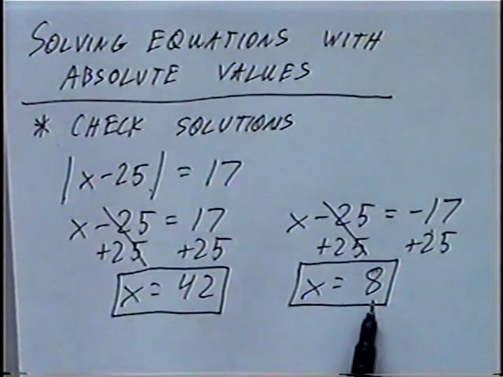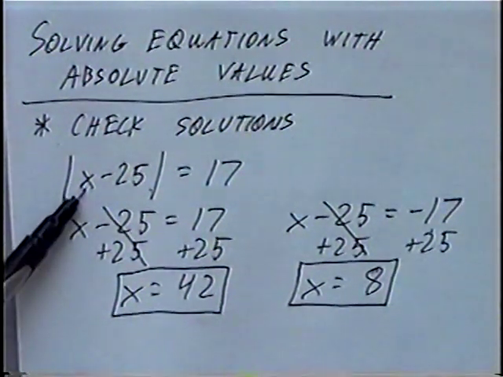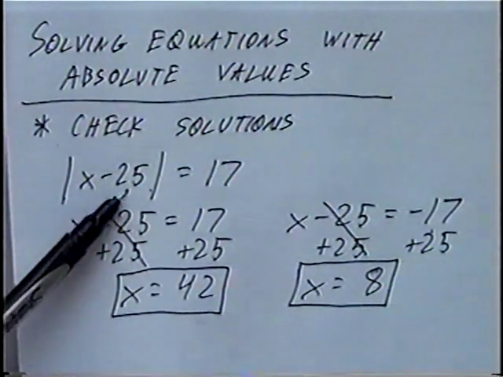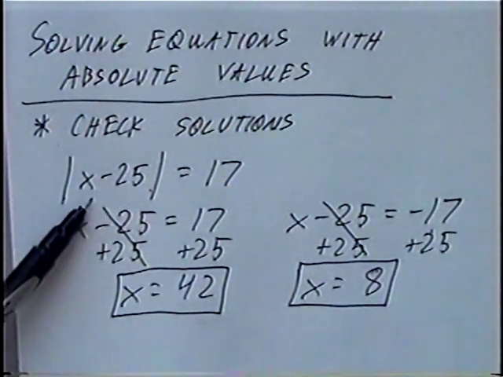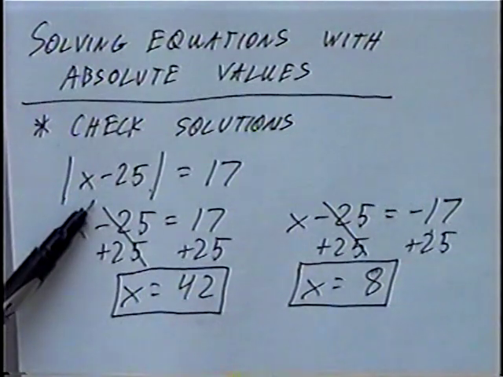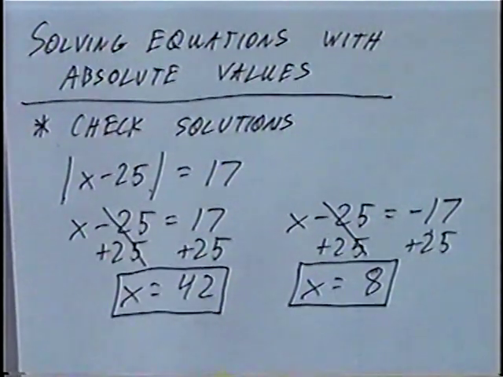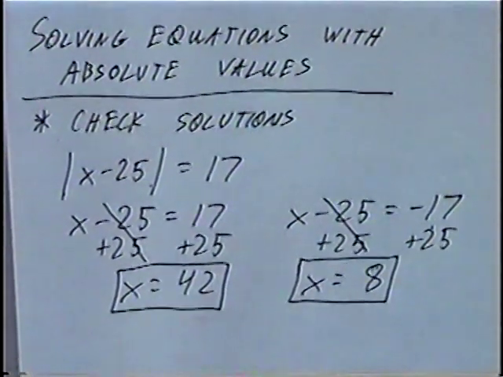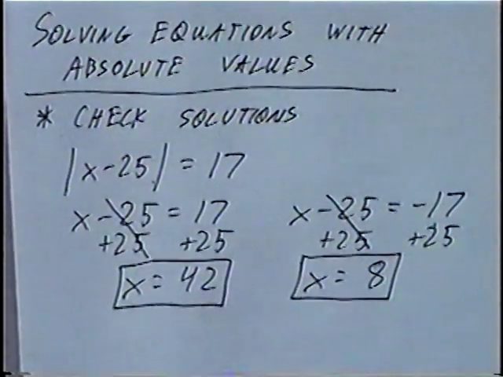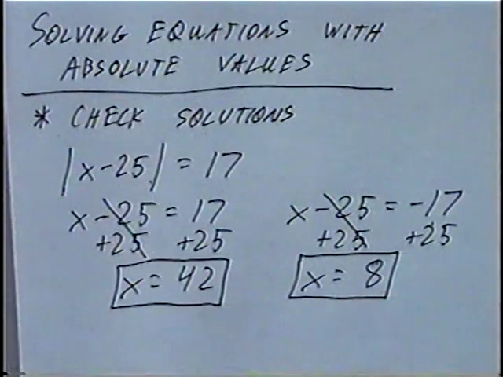Our second answer, 8. Plug it back into the original equation, 8 minus 25 would be negative 17. The absolute value of negative 17 is 17. So 8 also works. So the two solutions are 42 and positive 8.